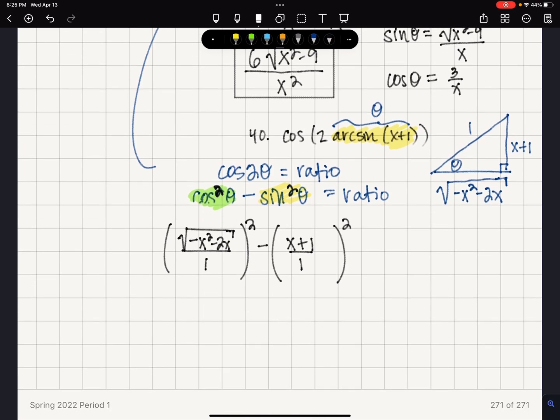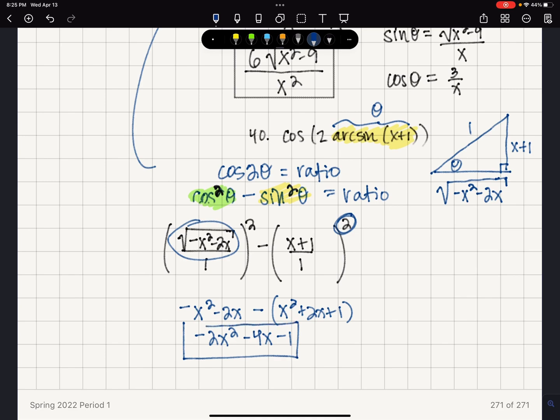Now over 1 doesn't matter, right? So when I take this and I square it, the square root squared is just the radicand. And I'm going to have minus, I'm going to have parentheses, because x plus 1 squared is x squared plus 2x plus 1. And then I'm going to distribute, so that's going to give me negative 2x squared, and then negative 4x, and then minus 1. And I'm pretty sure that's the answer for number 40.